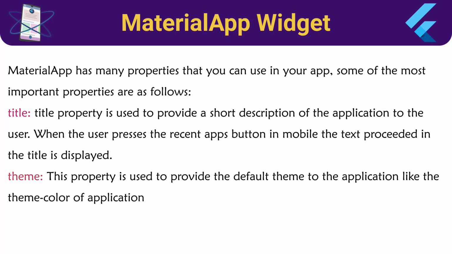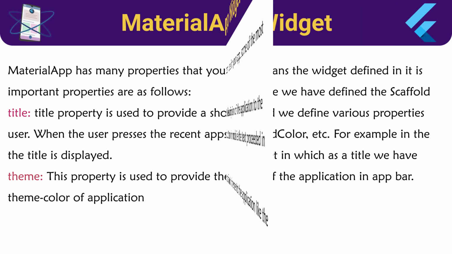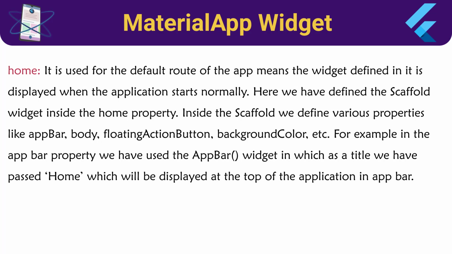Theme. This property is used to provide the default theme to the application, like the theme color of the application. Home. It is used for the default route of the app, meaning the widget defined in it is displayed when the application starts normally. Here we have defined the Scaffold widget inside the Home property.